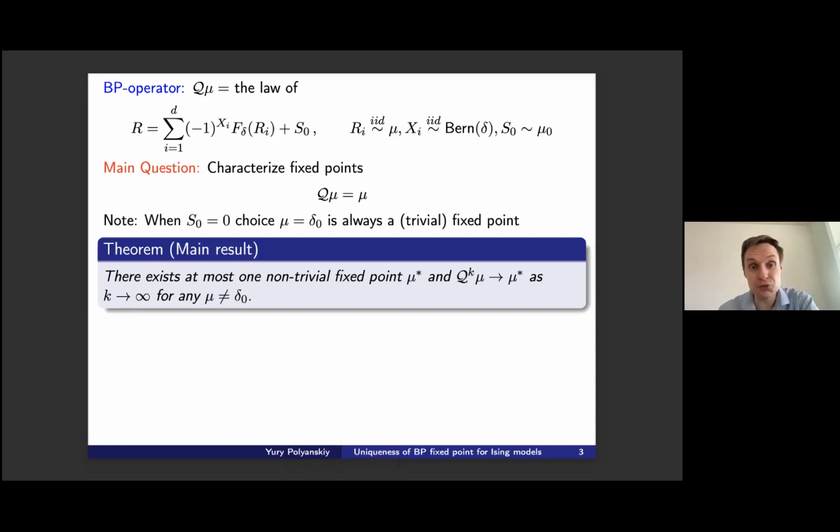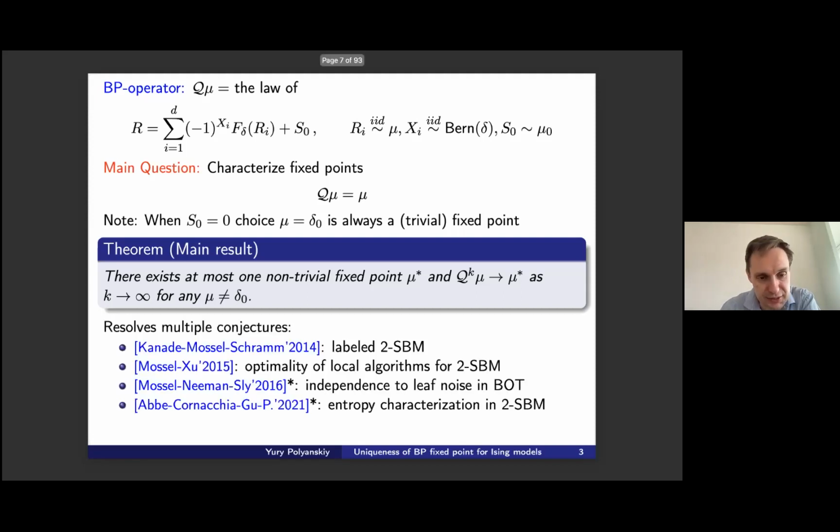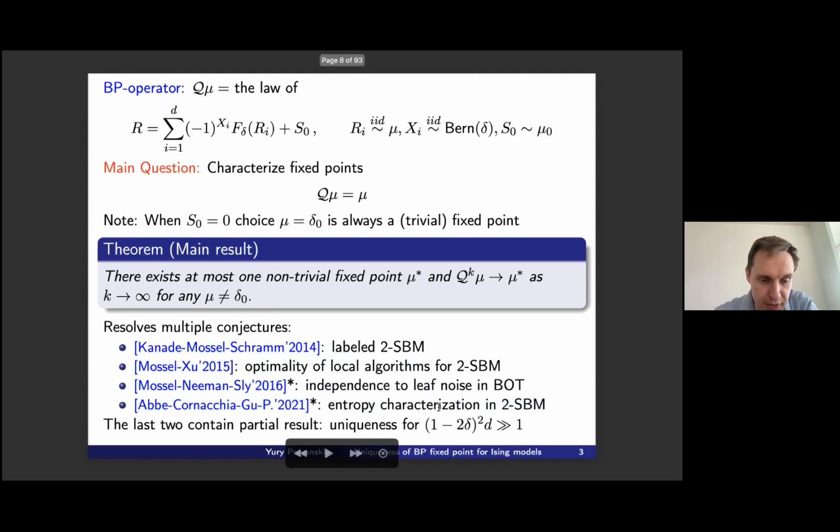On the other hand, if you've never worked with this, you might say, okay, this is some fixed point equation, who cares? And why is it hard? So I'll try to answer both of these questions in the slides below. As I said, this resolves multiple conjectures in the literature. I will touch upon them here and there. Mostly these are conjectures either in the machine learning literature, these three references, or in what should probably be called information theory questions.